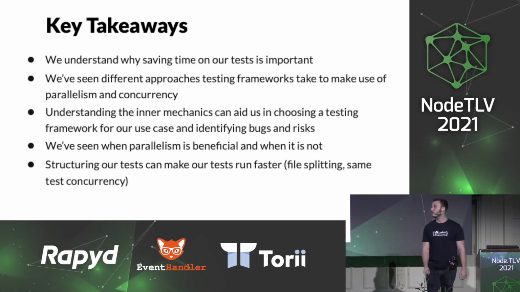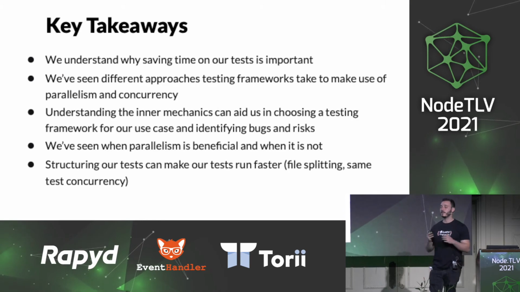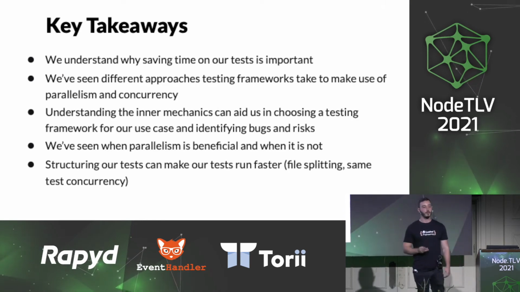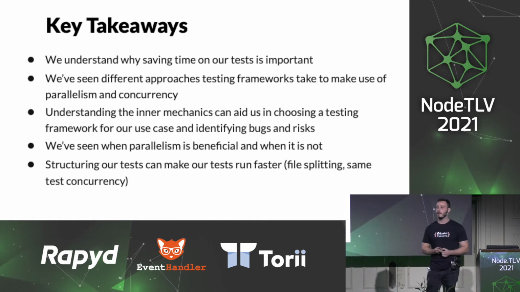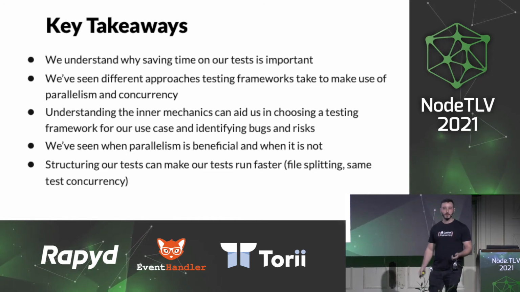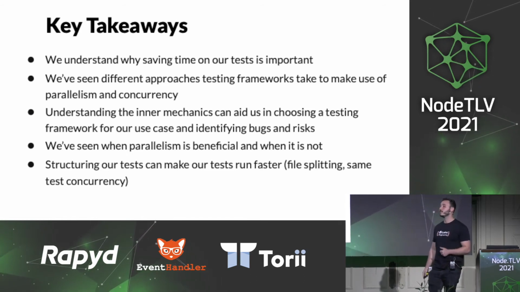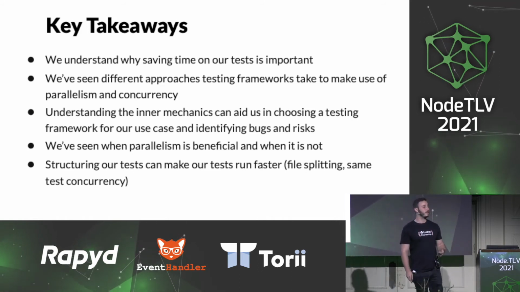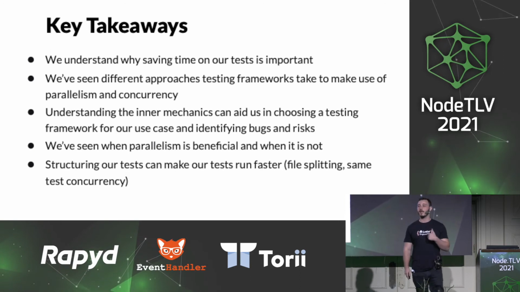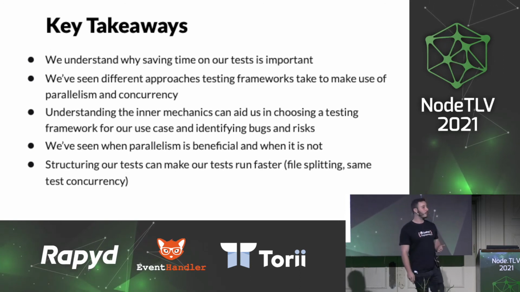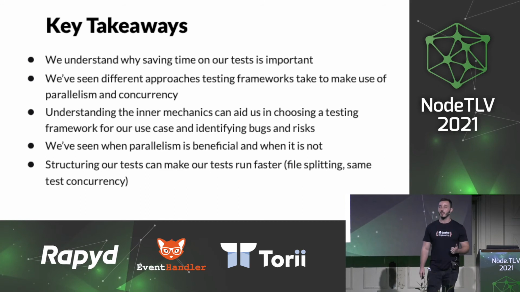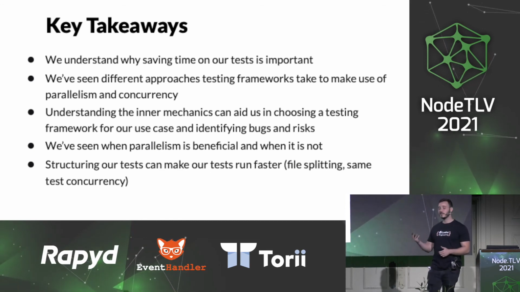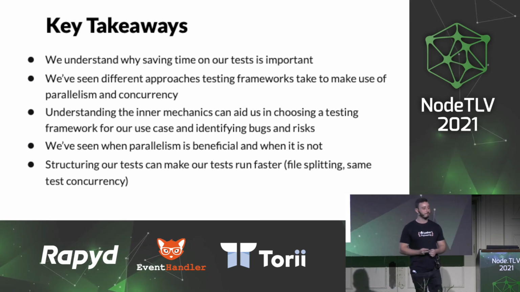Okay, so to sum up what we've seen today, we started out by seeing why saving time on our tests is so important, and that is mostly because we run them all the time. We've also seen how multiprocessing and multithreading work in our different testing frameworks. We've seen how it's implemented, what different approaches the frameworks take, what the API is, what the default behavior is, and we've seen some optimization tricks.